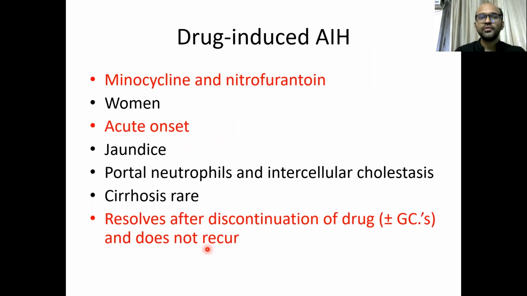To summarize, in drug-induced autoimmune hepatitis, the most common culprit drugs are minocycline and nitrofurantoin, and it is a disease of women. You have acute onset of jaundice, and you can have portal neutrophils and intracellular cholestasis. In classical autoimmune hepatitis, jaundice is seen in advanced cases, but here you can have early onset of jaundice. Cirrhosis is rare and it usually resolves after discontinuation of the drug. If required, you can give a short course of glucocorticoids, and it does not recur.